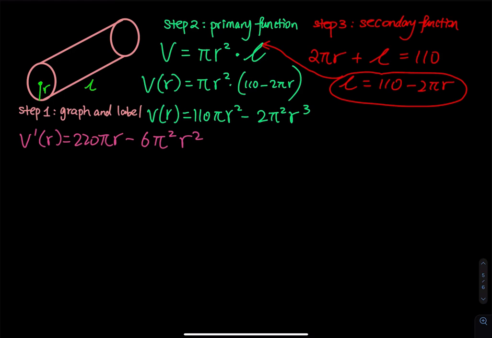One thing to remind you, pi is a constant, and pi is a pi. Don't use 3.14, all right? Pi is a pi. Do not use 3.14. You use the pi straight all the way to the end.